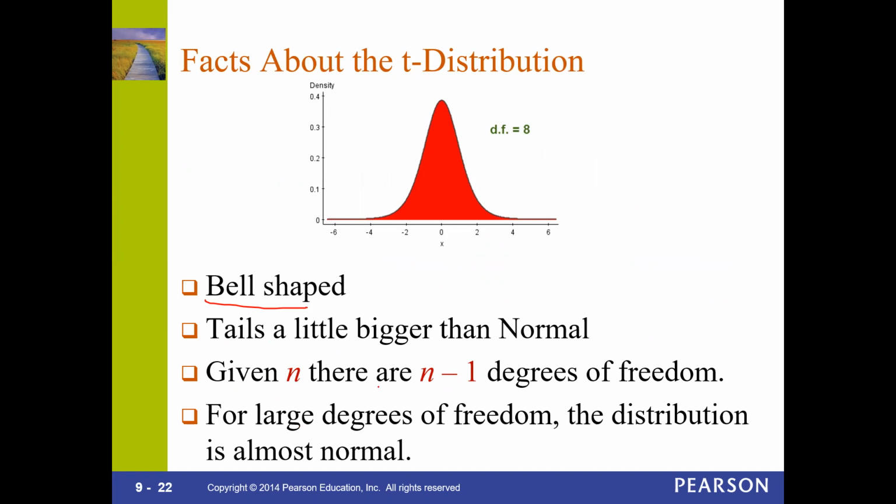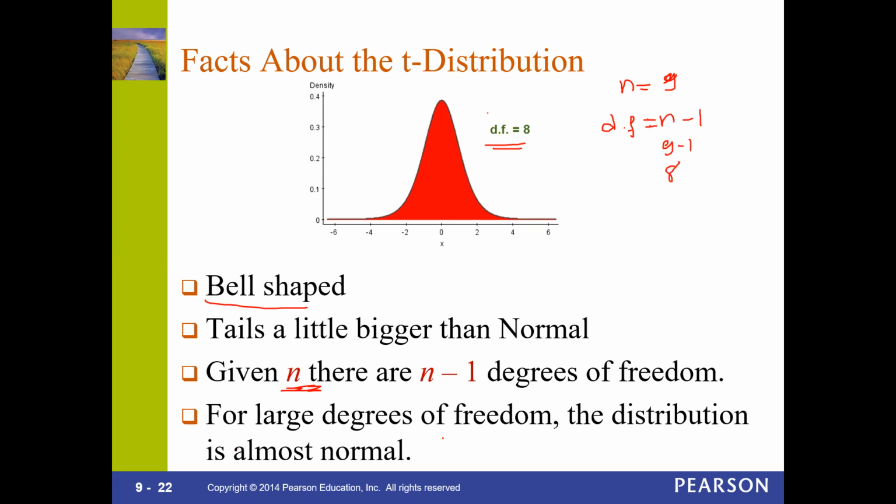Given n, there are n minus 1 degrees of freedom. So if you have n, there's something called degrees of freedom. Suppose they ask a question: given a sample where n is equal to 9, what is the degree of freedom? In this case, the degree of freedom will be 8. It's going to be n minus 1. These are definitions I need you to remember. That's going to be 8.